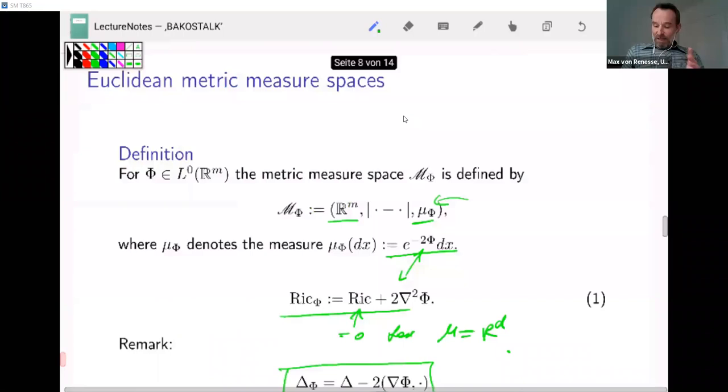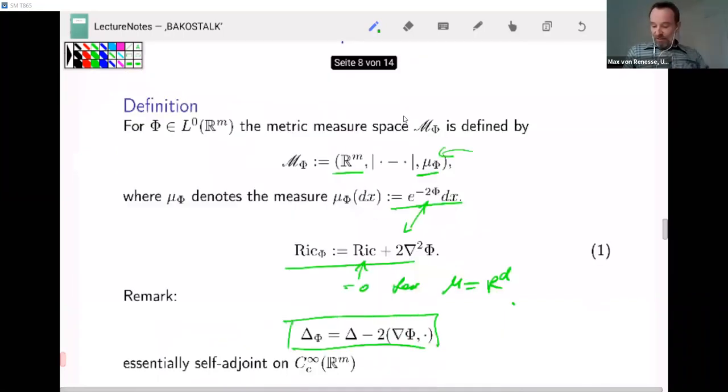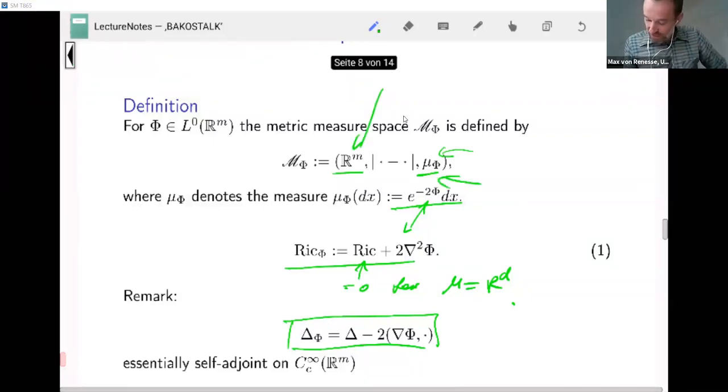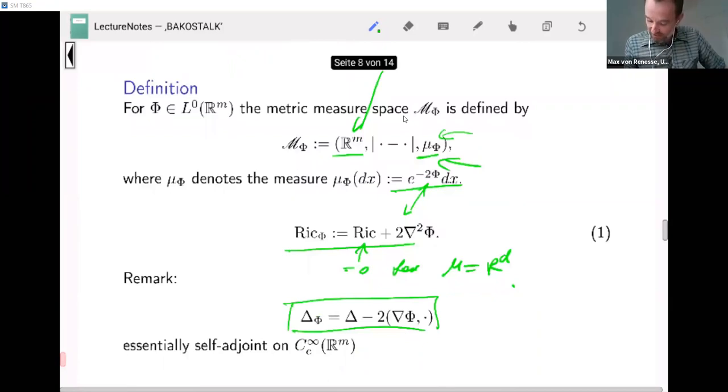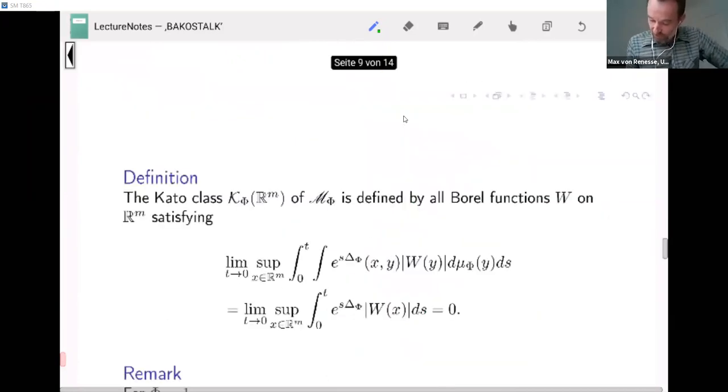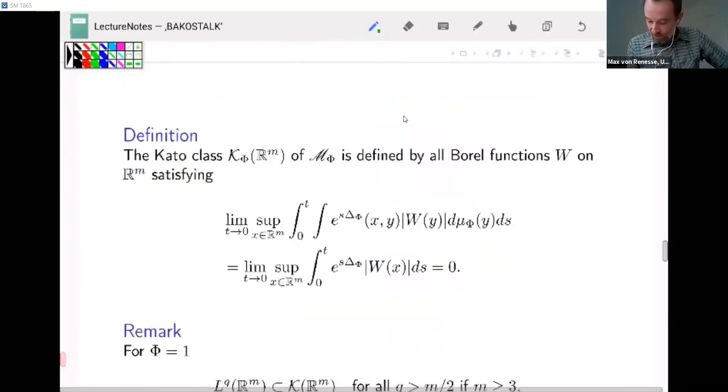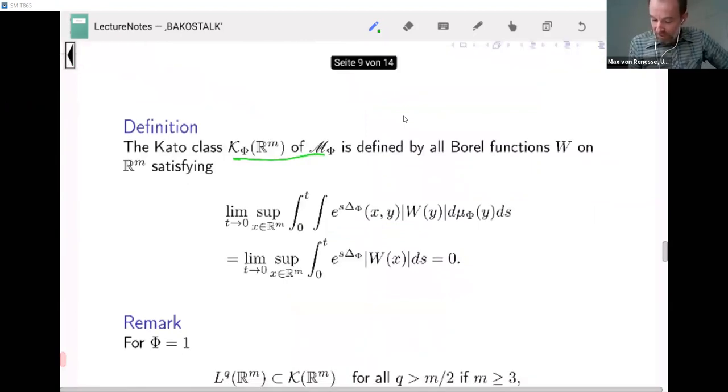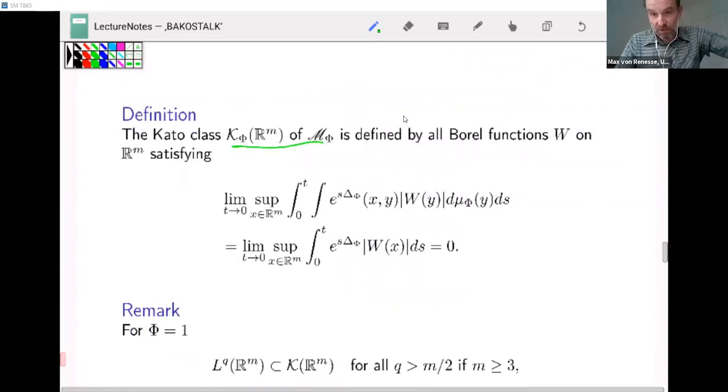But now in quantum mechanics, in our application to quantum mechanics, we deal with Euclidean space only, but we work with weighted measures, which then will satisfy this condition. Okay, what does it mean for a function to be in the Kato class? So assume you have a manifold, a weighted manifold, and you have a corresponding heat semigroup on this manifold.